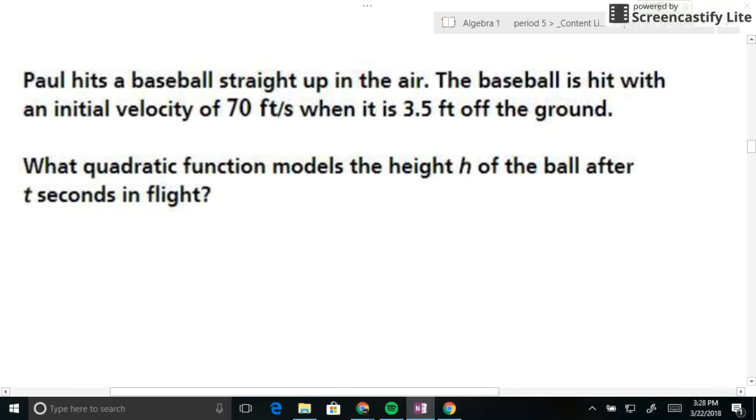This time, all we want to do is write the actual equation. If Paul hits a baseball straight up in the air, the baseball is hit with an initial velocity of 70 feet per second when it's hit from 3.5 feet off the ground. So once again, we're using that vertical motion model, which is h sub t equals negative 16 t squared plus v sub 0 times t plus h sub 0.